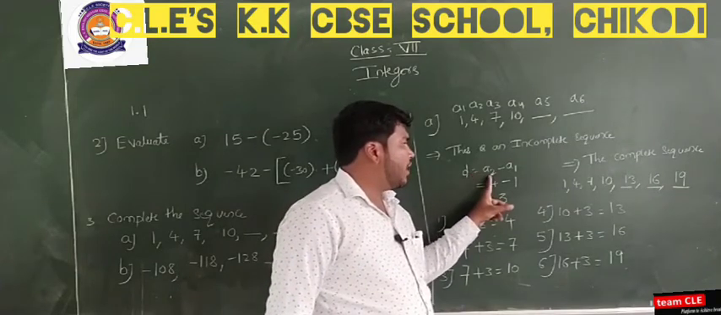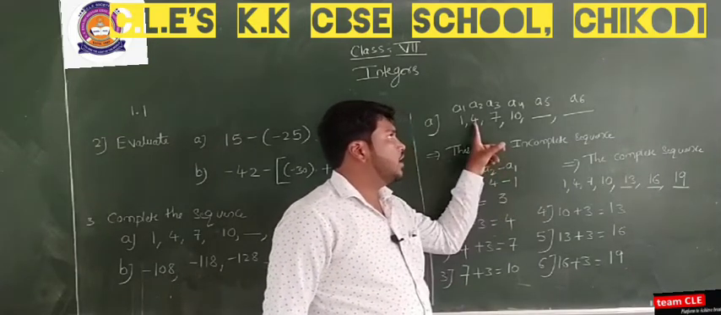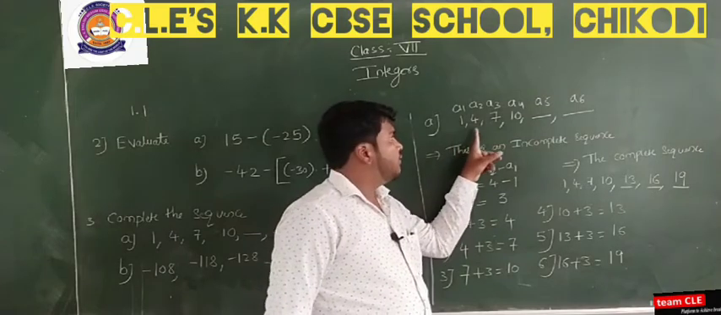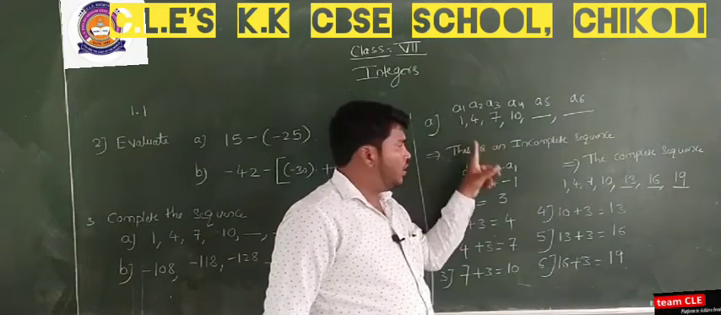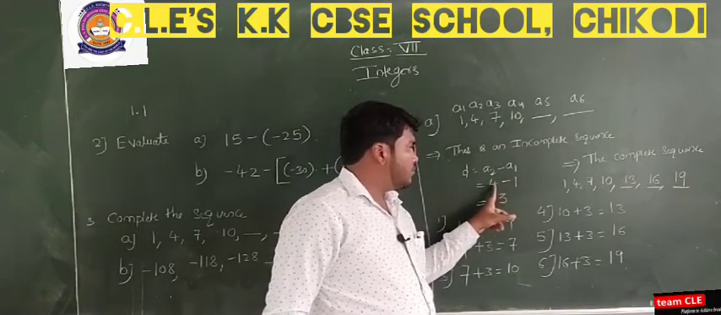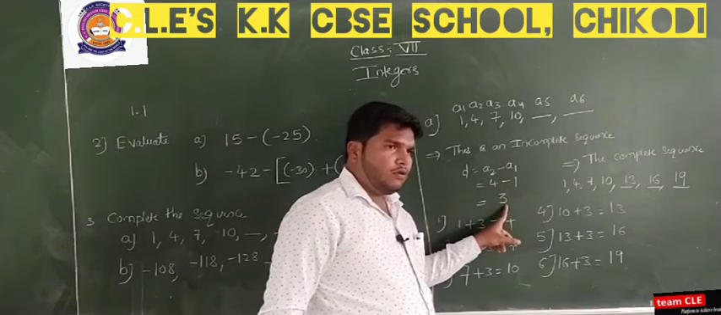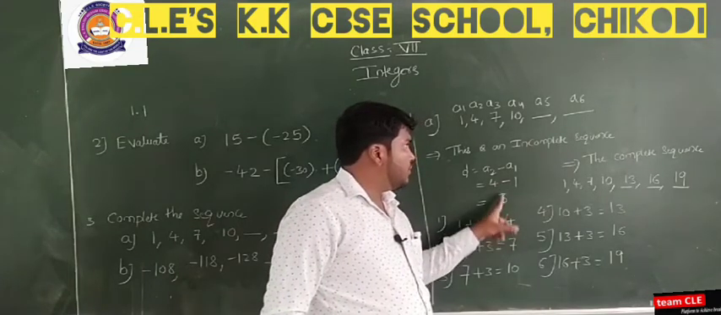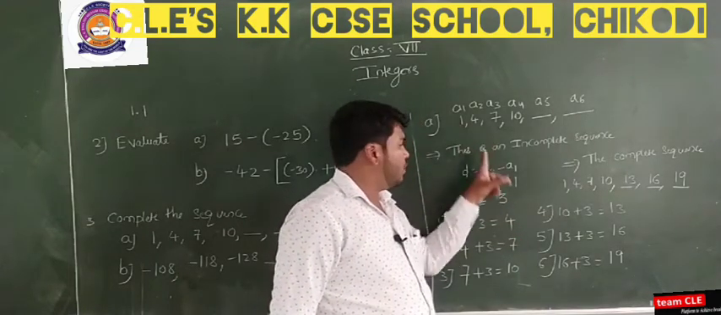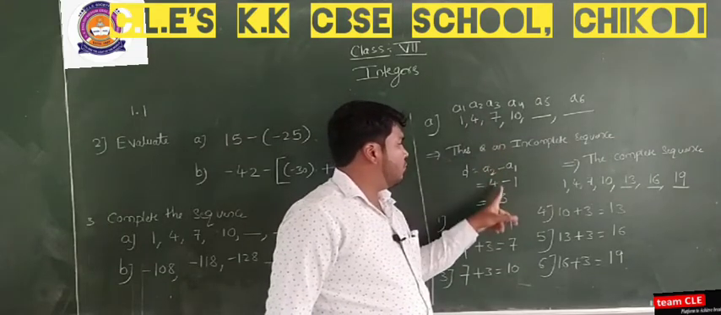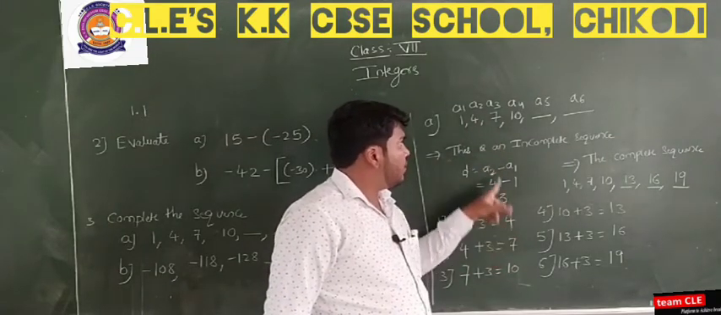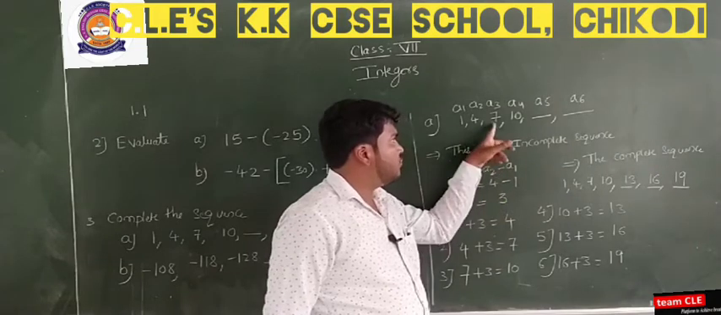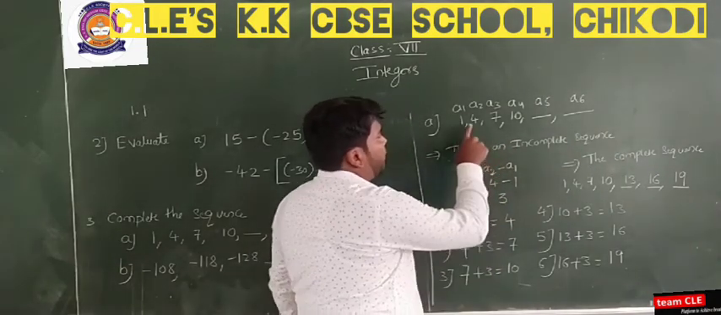The difference formula is A2 minus A1, that means second term minus first term. Second term is 4, first term is 1. 4 minus 1 equals 3. Taking this difference, add it to this number, so 1 plus 3 equals 4. Again 4 plus 3 equals 7. So just go on adding plus 3.